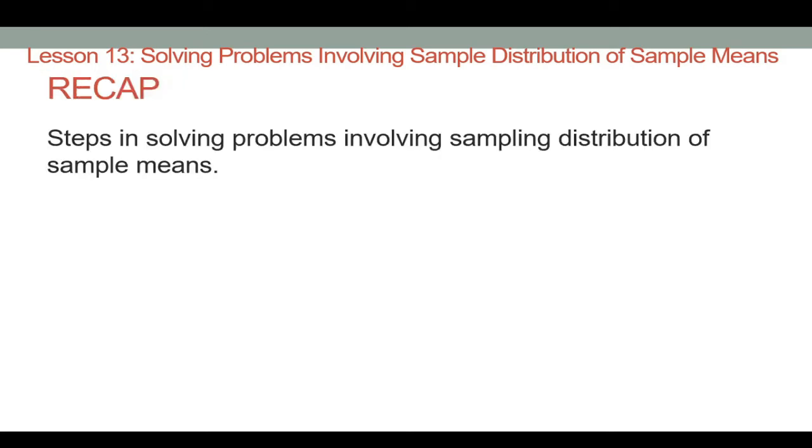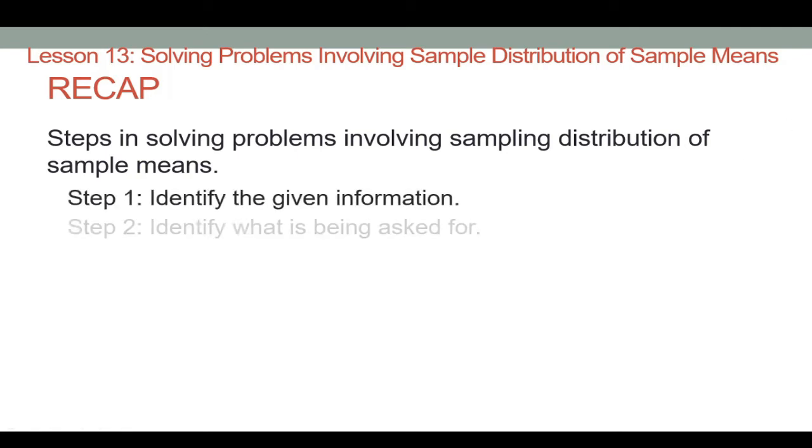Okay, good. Okay, let's have a recap of what we have just learned. What are the steps in solving problems involving sampling distribution of sample means? First, what? We identify the given information.